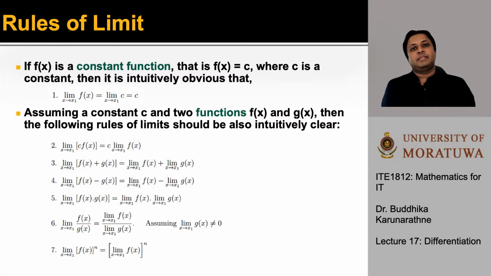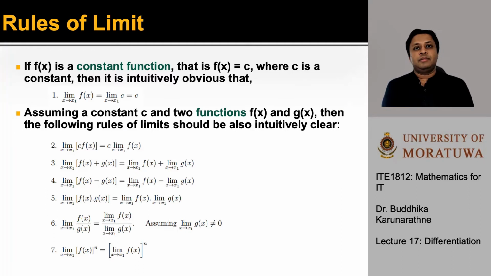So we can come up with some rules of the limit, which are pretty straightforward. So for example, if f(x) is a constant function, so we start with a constant function, that is f(x) is equal to c. And in this case, f(x) is not dependent on x. In other words, it's a constant. In this case, it is obvious, intuitive, that the limit of f(x) when x approaches any value would be c, because it's not dependent on x, because it's a constant.